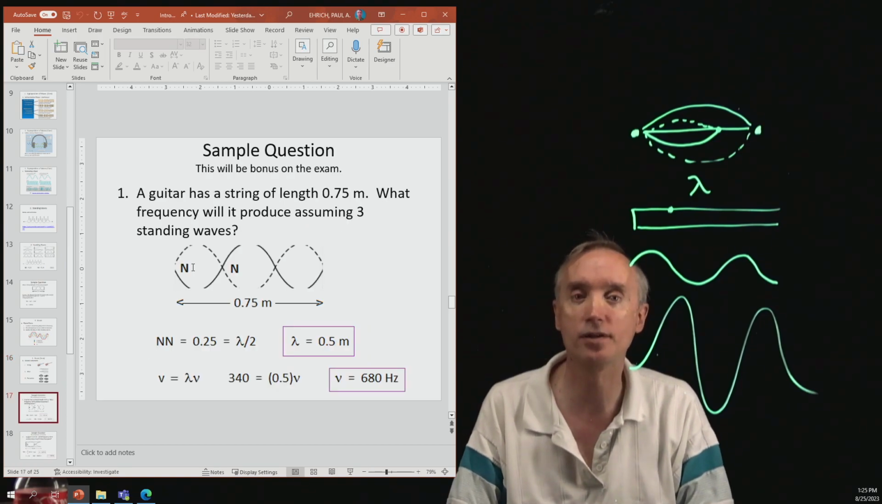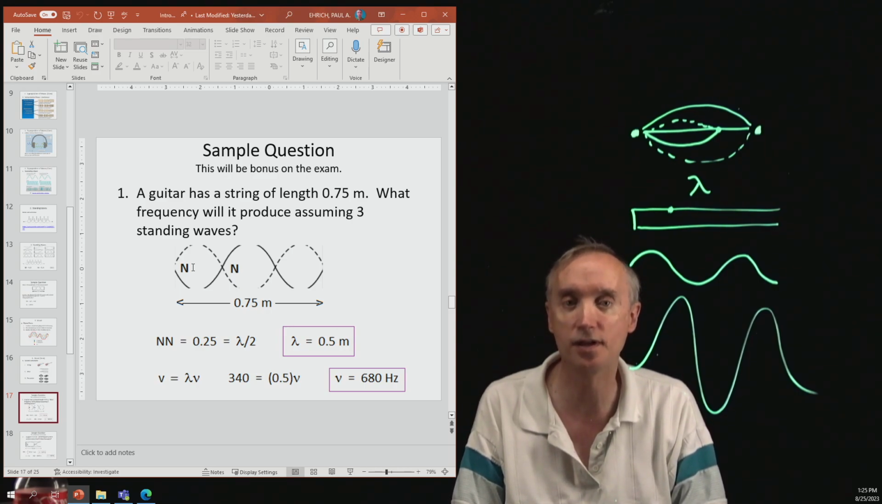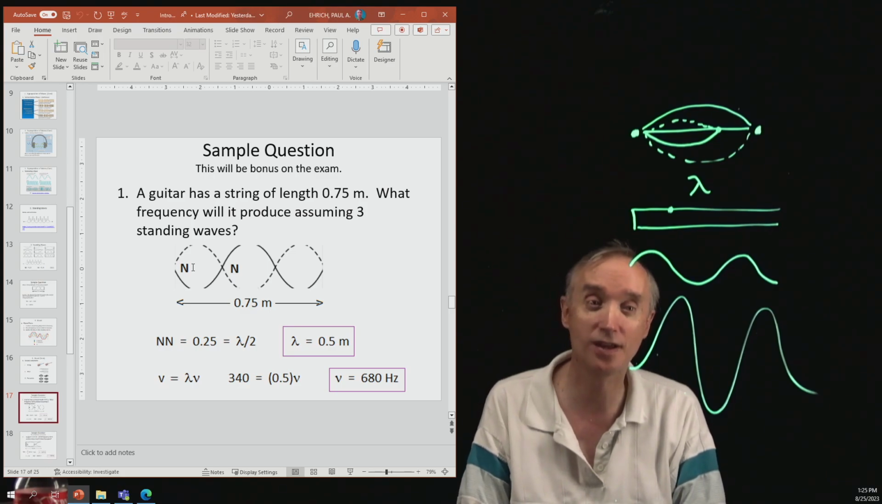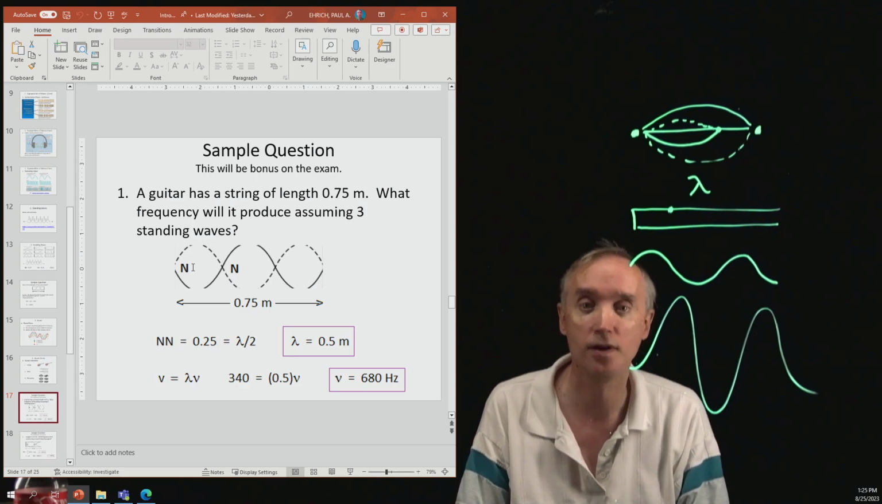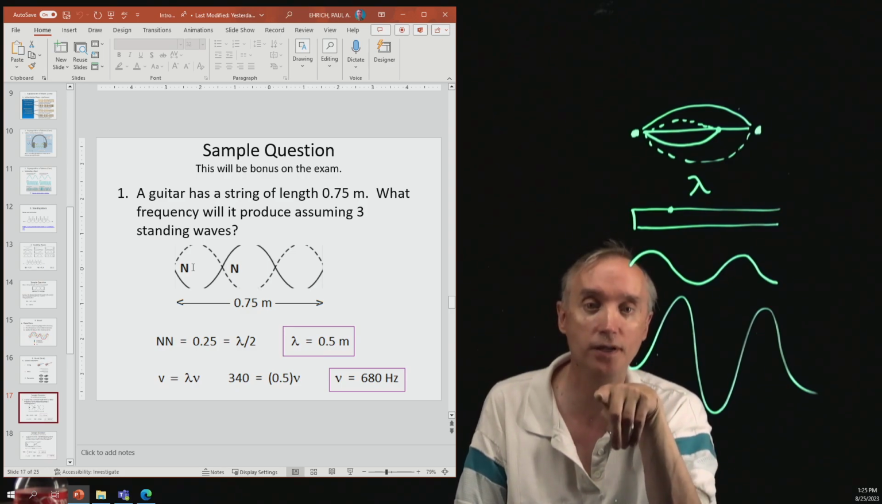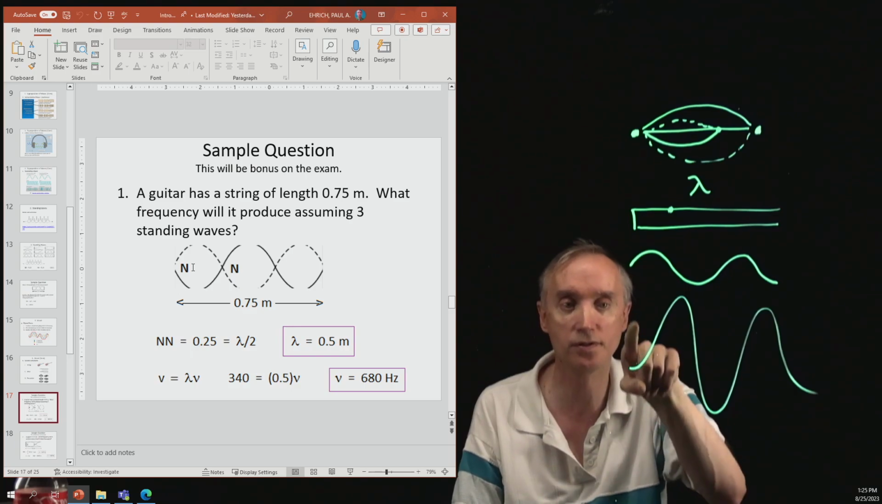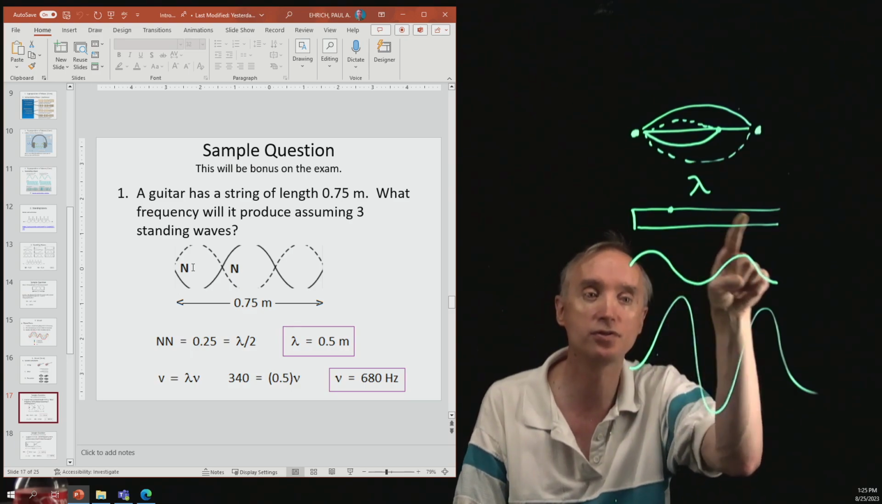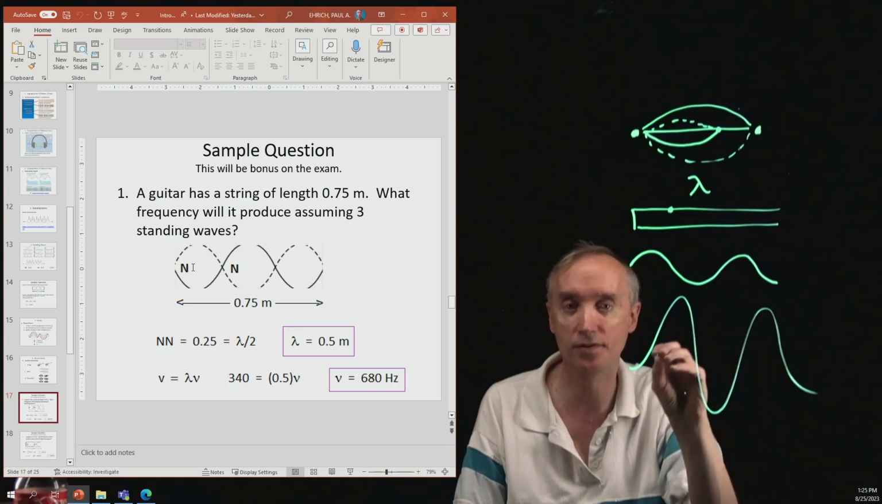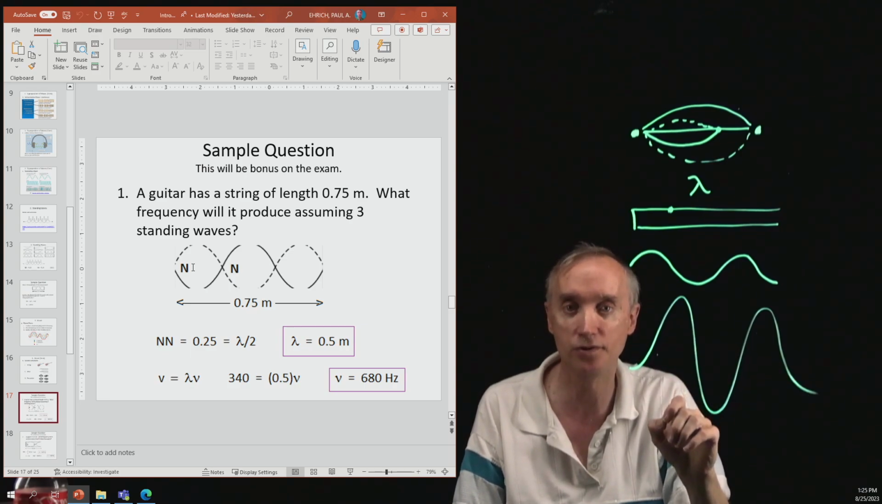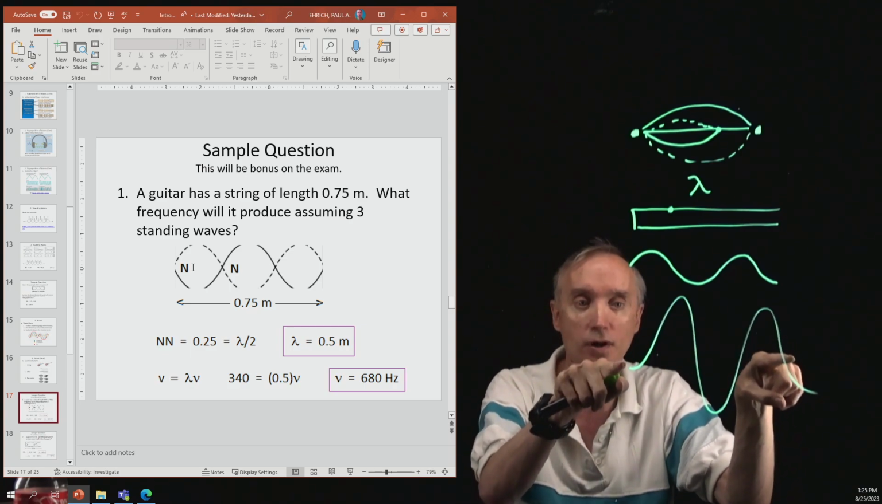So here's a sample question. A guitar string has a length of 0.75 meters. What frequency will it produce, assuming 3 standing waves? Your first step is to make a picture. Here are 3 standing waves being set up, and the total distance from one node to the last node is going to be 0.75 meters because it's closed on both ends.